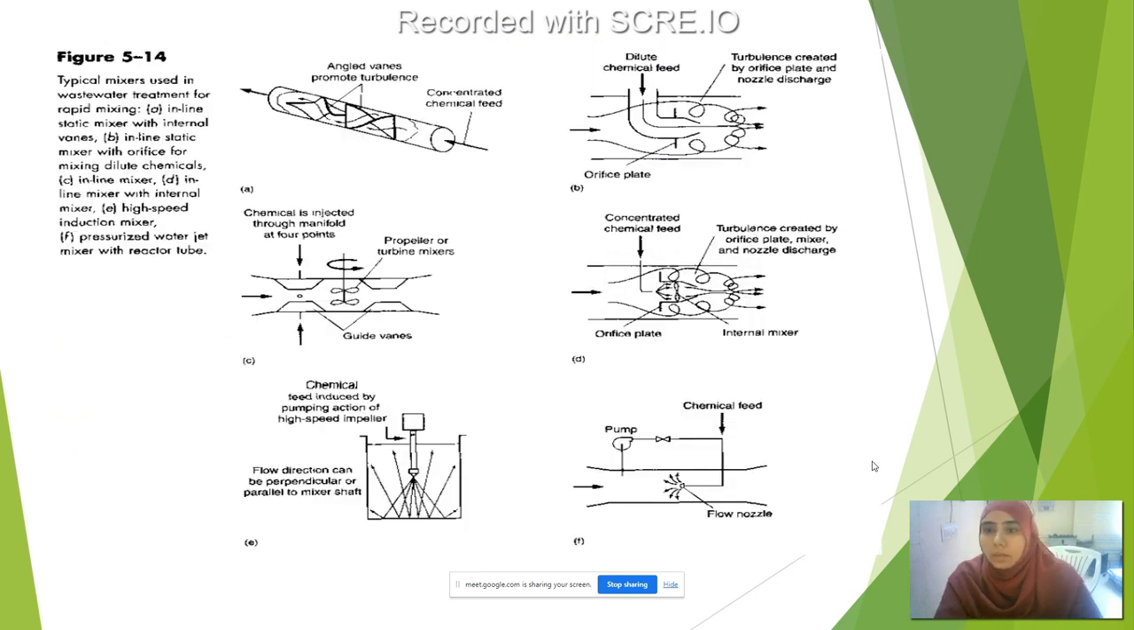As you can see here, they are inline mixers. This first one, A, is an inline mixer. As you can see here, in line turbulence, concentrated chemical feed will be entered into this. The power for mixing is supplied by the power caused by the orifice plate and by the power input to a propeller mixer.